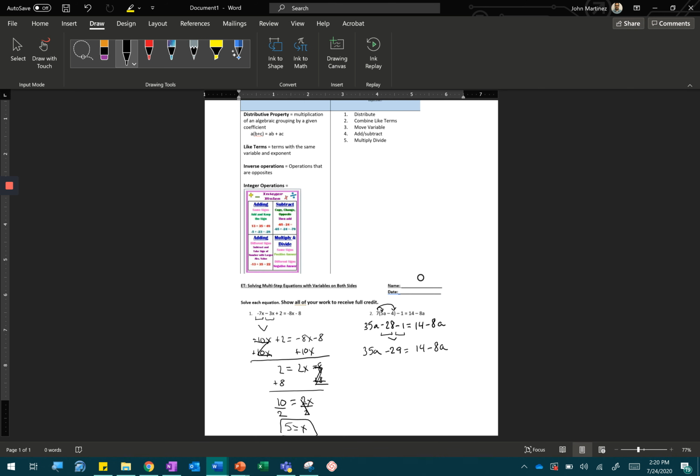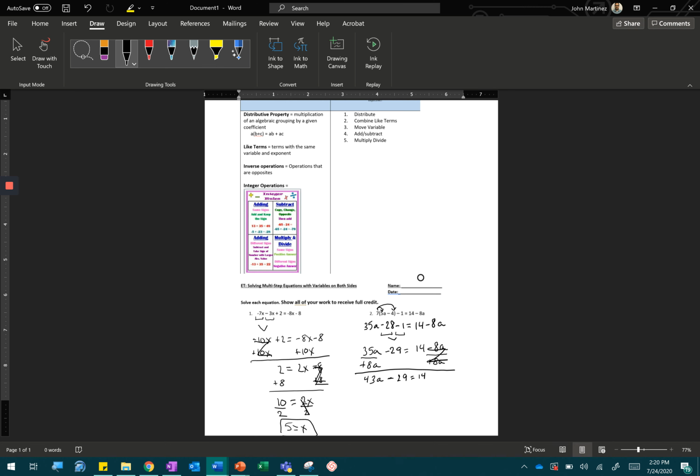And now I need to move my variables to one side of the equal sign. So I have a 35a and I have a negative 8a. I'm going to move that negative 8a, and when I move it, I know that I need to apply the inverse. So I'm going to add 8a to both sides. These will zero out. And then on this side, I have 35a plus 8a, which gives me 43a. And everything else drops down again.